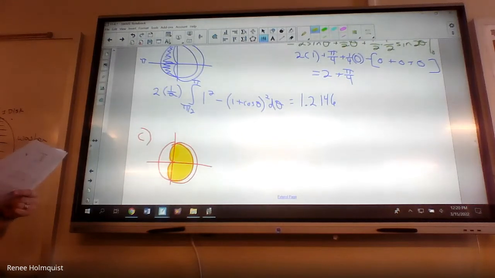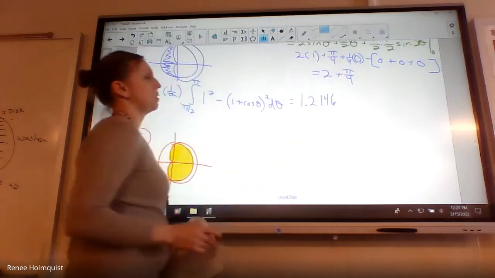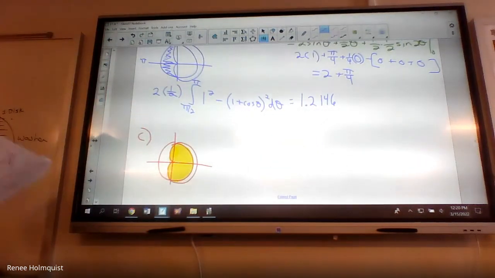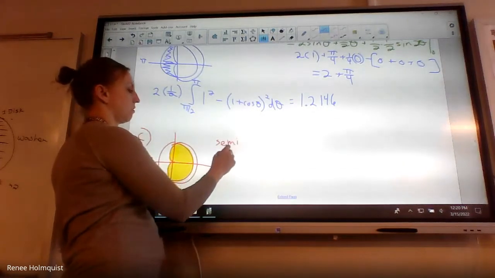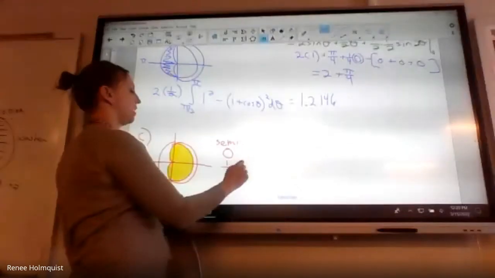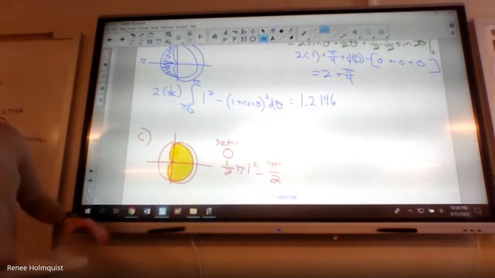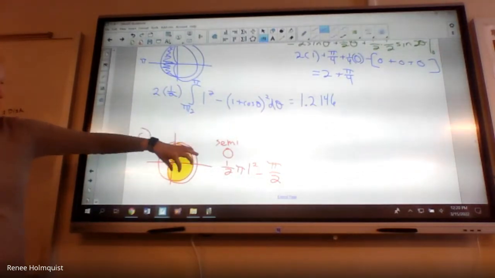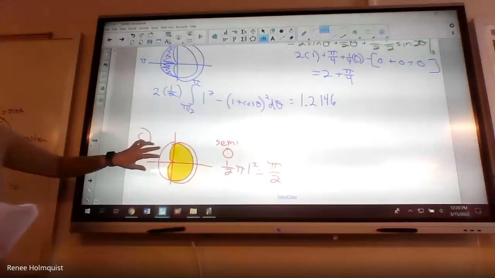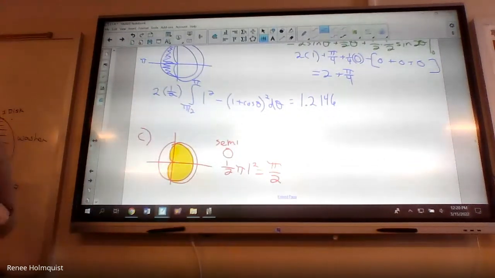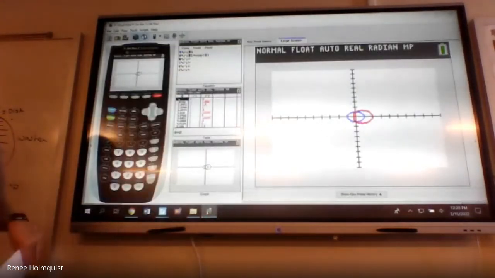Colin, is this what you did for your setup? I didn't use 2 integrals. If you use 2, let's see if they're the same. I just did a semicircle, so it's 1/2 pi 1 squared. Don't do the 1 squared minus this. That was my circle, and then I just added it to my little bumps. But why couldn't you do it all? How would we do 2 different integrals?